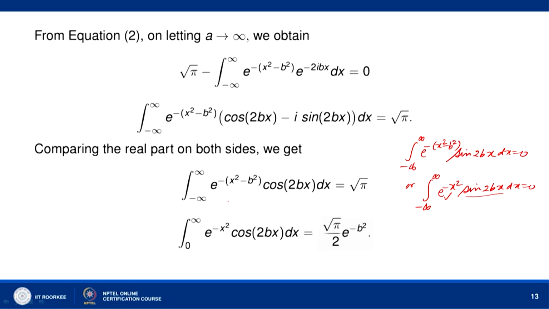So we can now write it as e to the power minus x square into e to the power b square. This e to the power b square we can take to the other side, and this is root pi into e to the power minus b square. Now, e to the power minus x square cos 2bx is an even function. So we can make it 2 times the integral from 0 to infinity. So the integral from 0 to infinity of e to the power minus x square cos 2bx dx is root pi into e to the power minus b square divided by 2.